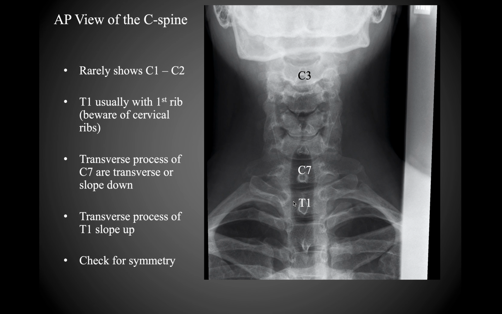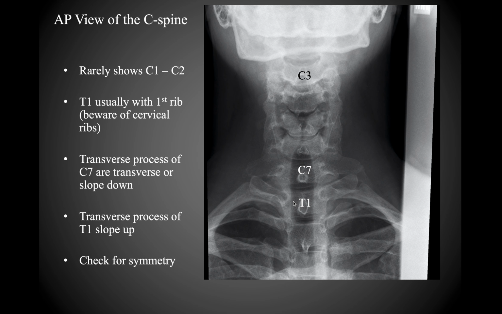Now looking at another AP view of the cervical spine or the C-spine, note that you'll rarely be able to see C1 and C2 on an AP view of the C-spine. It doesn't mean that you won't, but in general, the mandible is going to overshadow it, so it's going to make it very difficult to appreciate C1 and C2.